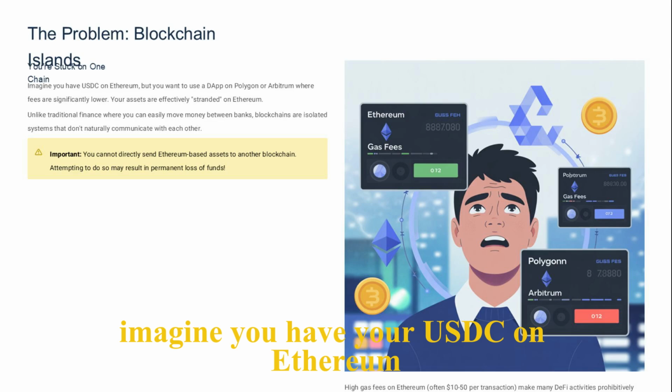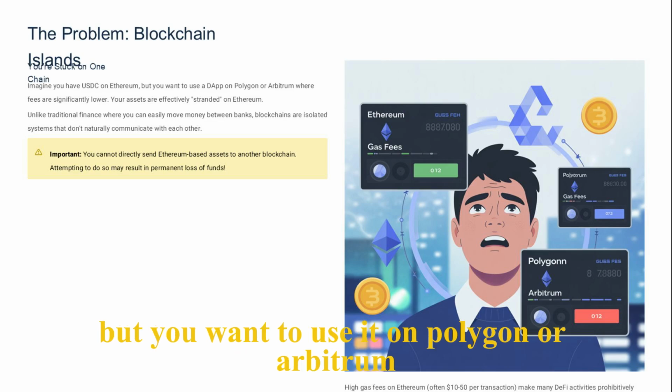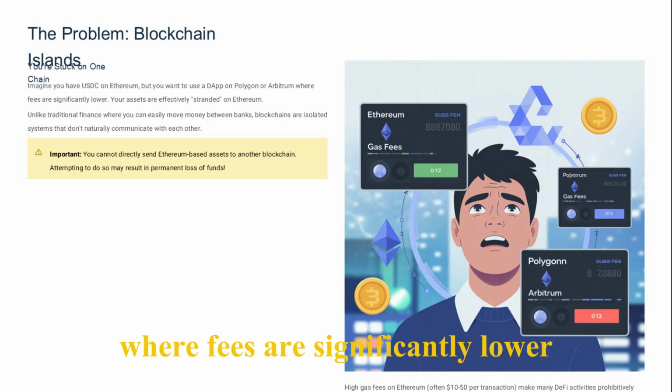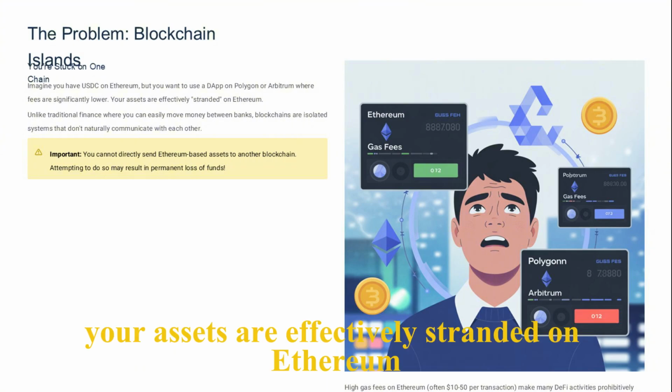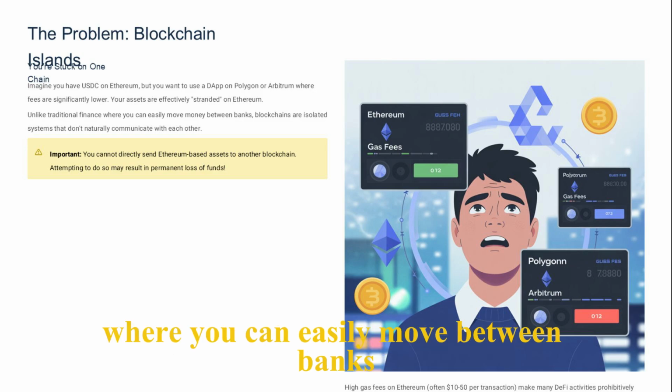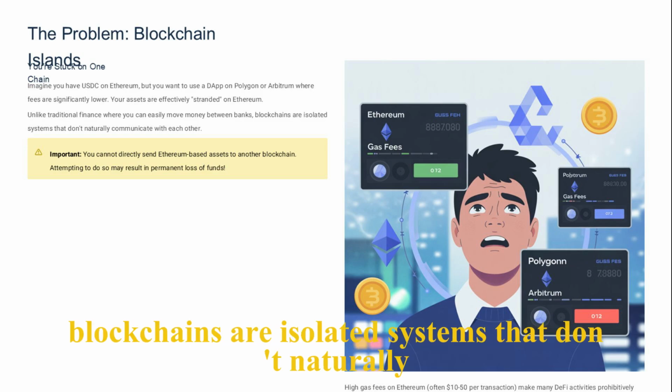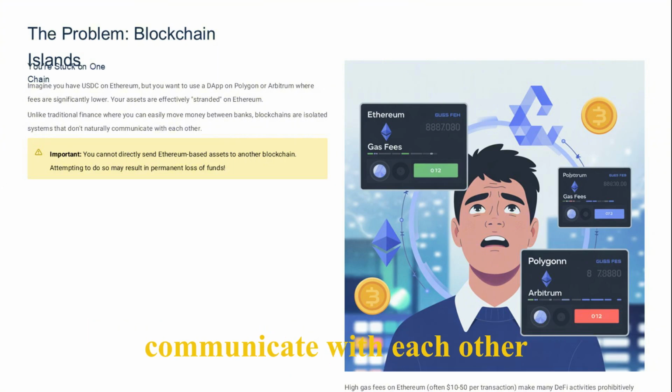Imagine you have your USDC on Ethereum, but you want to use it on Polygon or Arbitrum where fees are significantly lower. Your assets are effectively stranded on Ethereum. Unlike traditional finance where you can easily move between banks, blockchains are isolated systems that don't naturally communicate with each other.